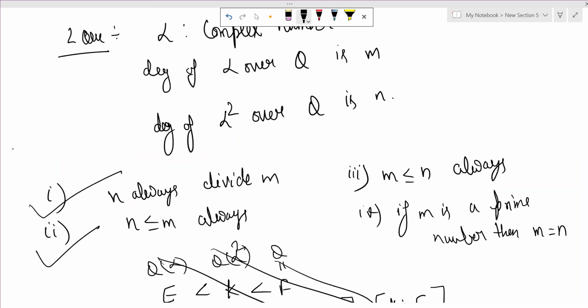If m is a prime number, then m equals n. This is not true, right? Since n always divides m, if m is a prime number, what you can use is that m is prime.